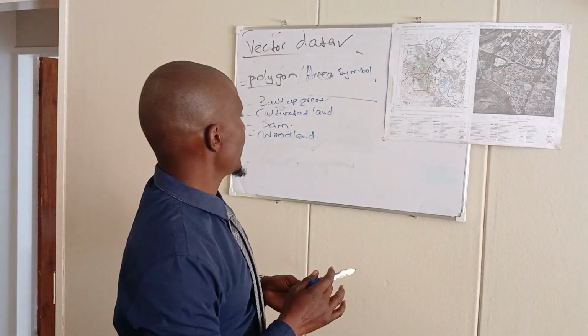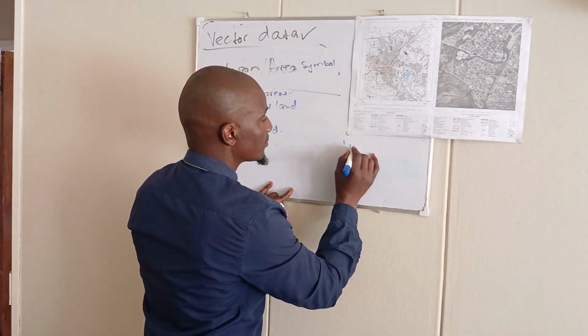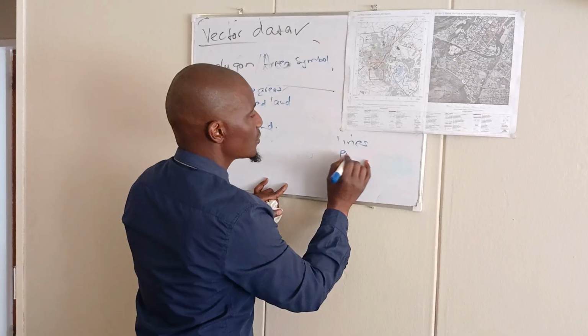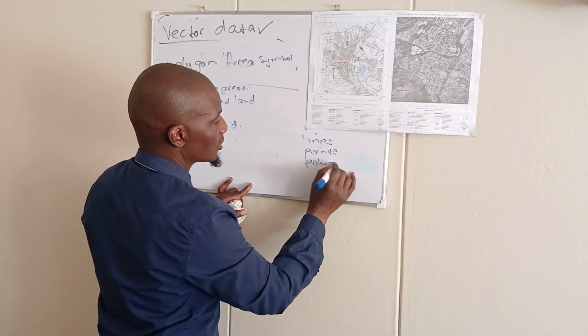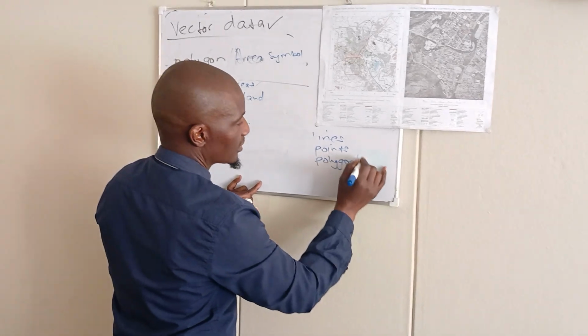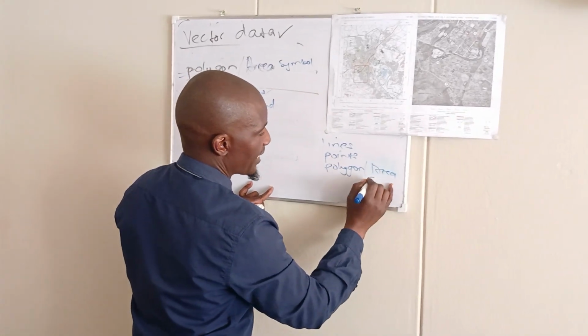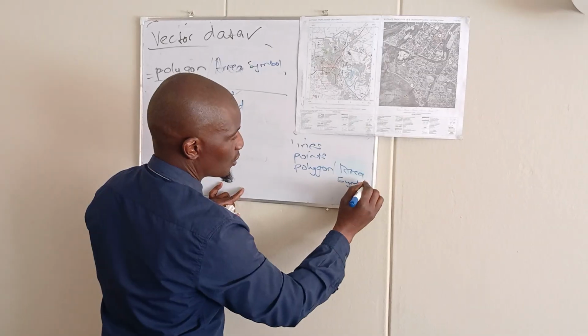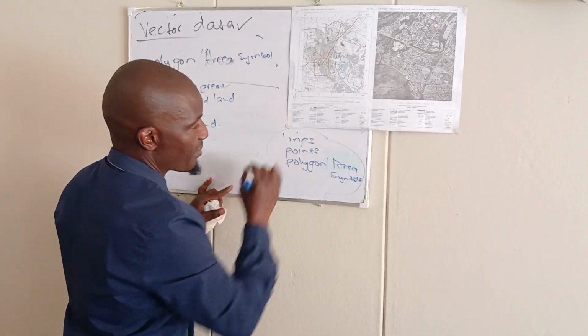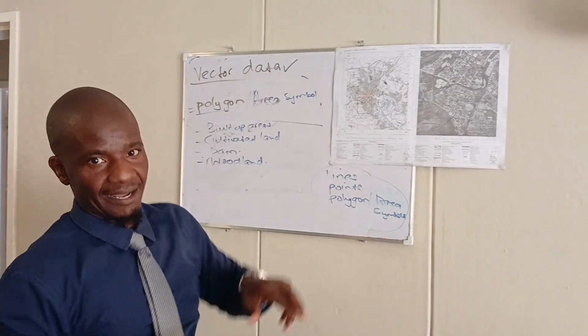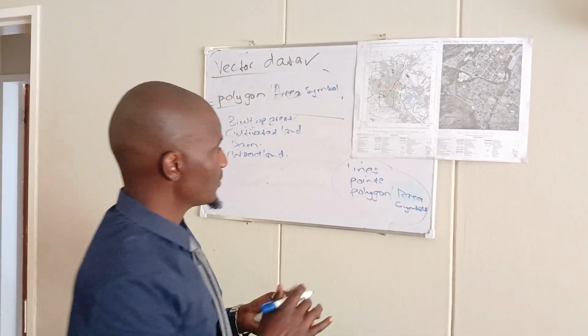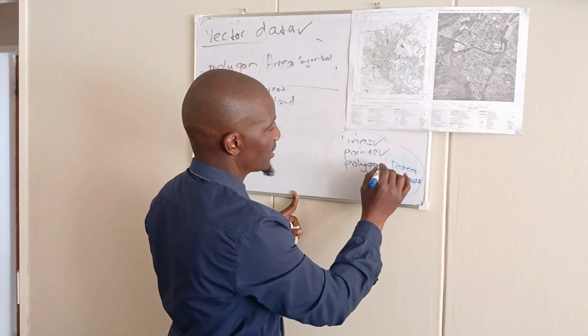So whenever we talk about vector data, we are talking about the information that is shown on a topographical map. That is shown as what? As lines, as points, and as polygons. Okay? Polygons, in some, it's also known as area symbols. Okay. So when we talk about topographical map, we should always equate it with what? Vector data, which is features shown as lines, points, and polygons.